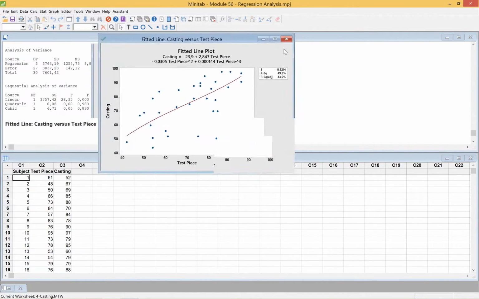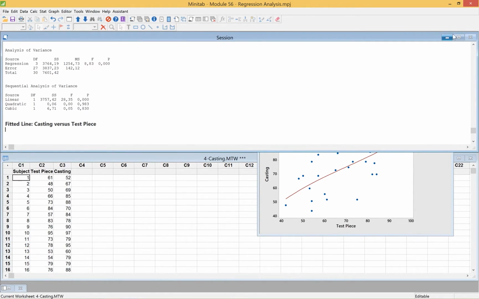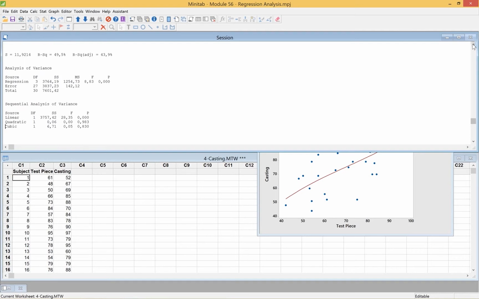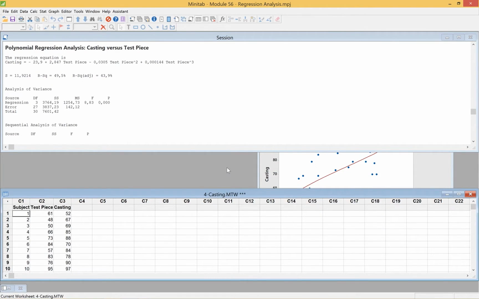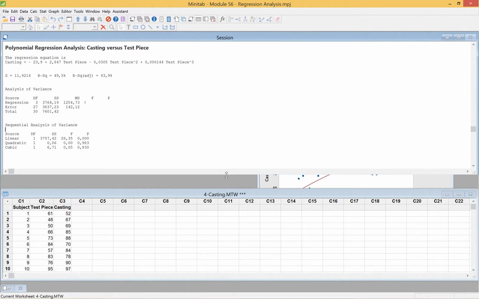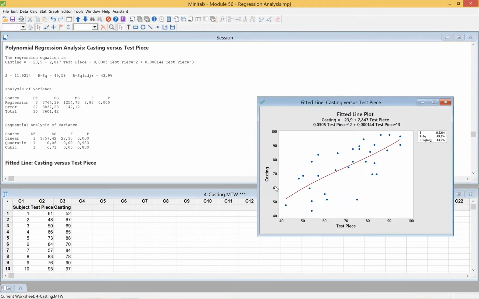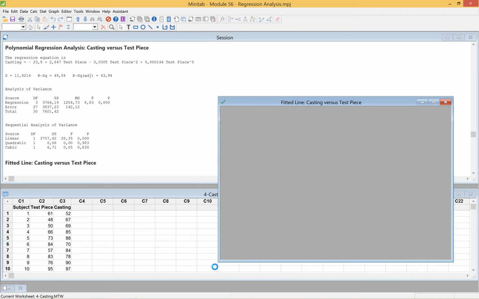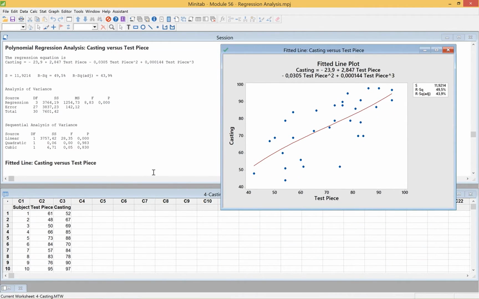And what we get now are two things. We get a session window, and then we get output in the session window here. I'm just going to make that a little bit bigger. So we see all of that. And then we get the fitted line plot. So the fitted line plot is here. So these are the two outputs that we have in terms of the session.